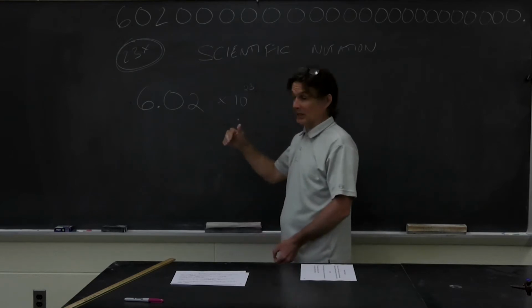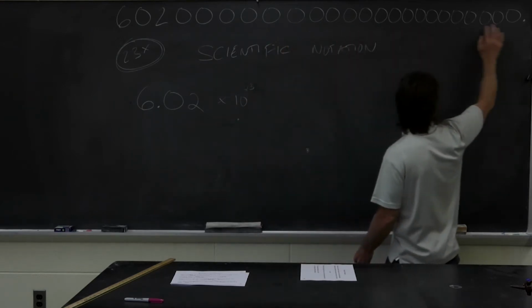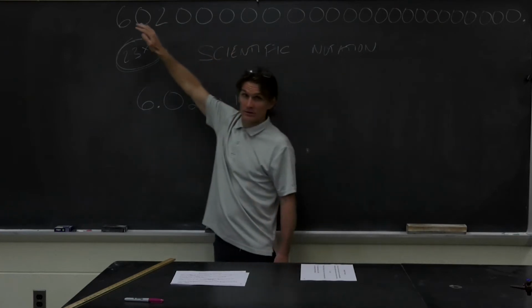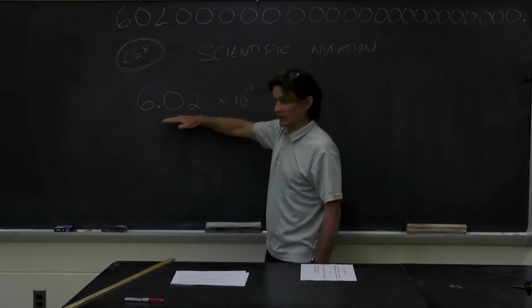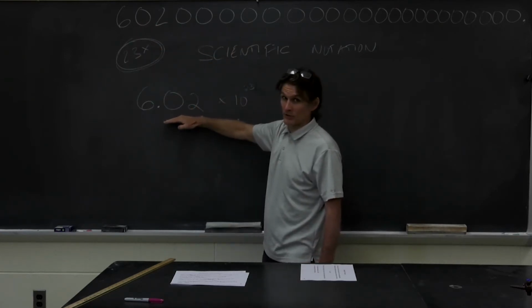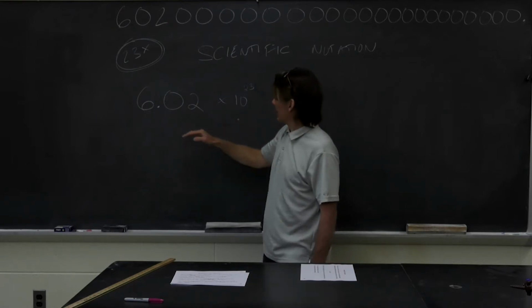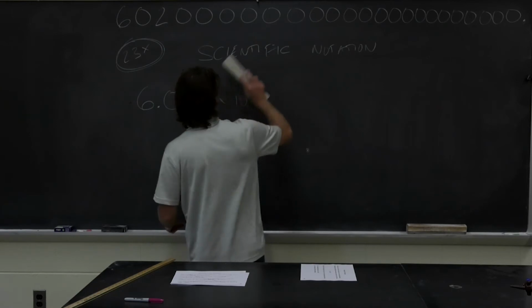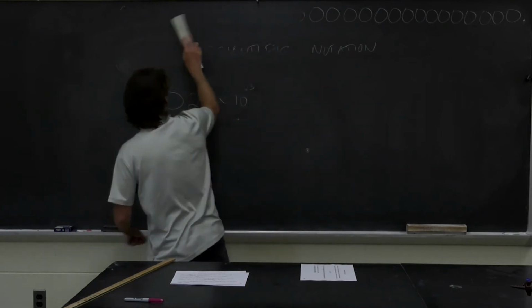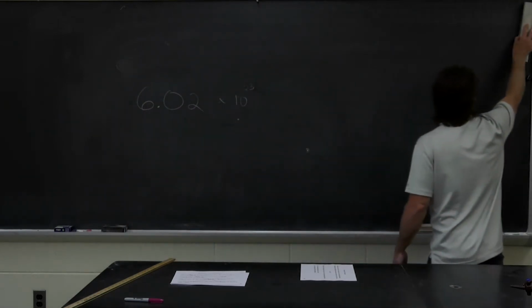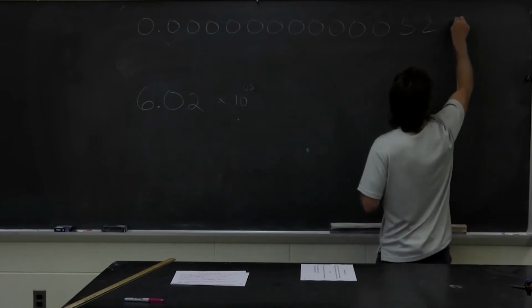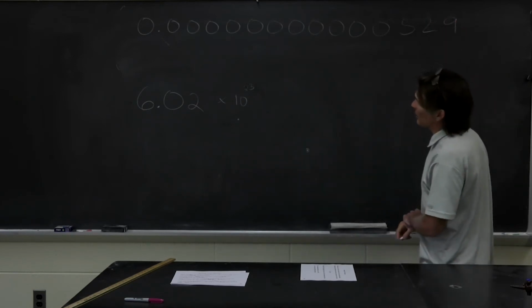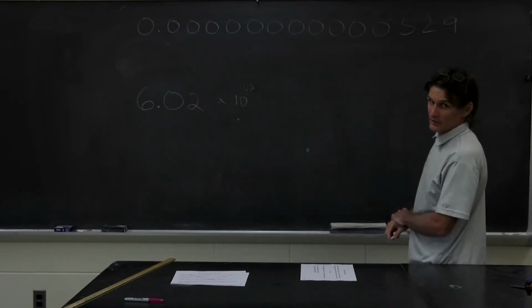Now in this case, I took a number that was very large and wrote it like this. There are cases where we're going to have numbers that are really small. And in that case, we're going to have to do the opposite. So let's see what's going to go on in that particular case. So let's write this number here. All right, that number, I want to write this in scientific notation.